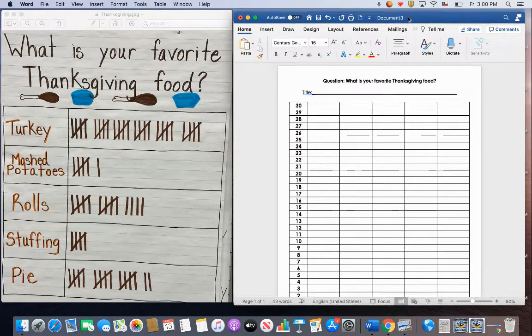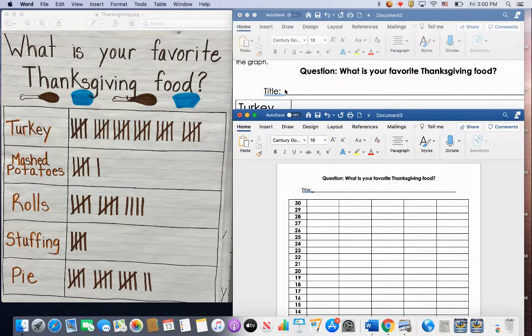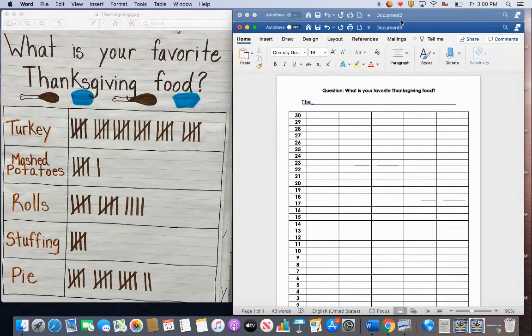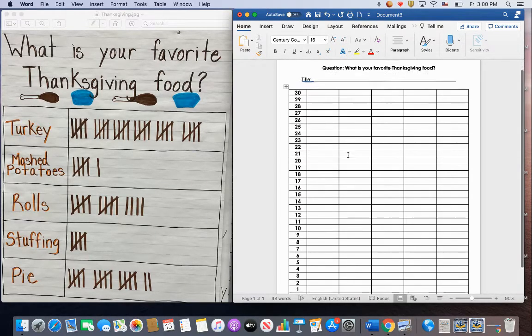Now notice I forgot to mention, both of these have a spot for a title. Title here, and then title right here. We've talked about how the titles need to make sense. So if the question was, what is your favorite Thanksgiving food? Then the title needs to make sense for what the question was. So I'll let you decide what the title is gonna be, but it should have something to do with the question. All right, so here's my bar graph.